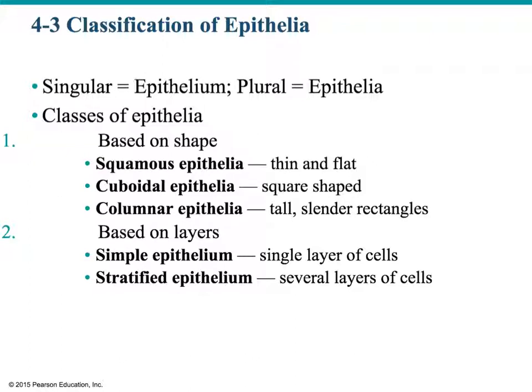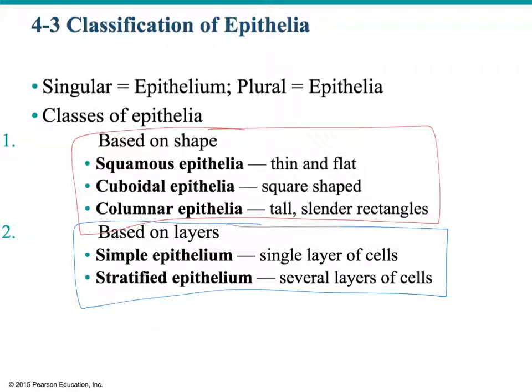But we do talk about epithelium based on shape. So you will be learning what squamous and cuboidal and columnar and simple and stratified are. The first bunch are based on shape, and the bottom is based on layers. So we actually put those words together, like simple squamous, stratified cuboidal, simple cuboidal, stratified squamous.